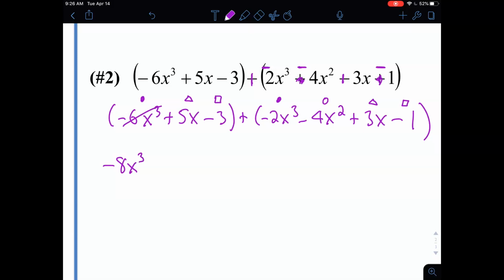Those are gone now. Any x squareds? There's just the negative 4x squared. That's going to just come along for the ride because there's nothing else to do with it. Sorry, I keep doing that. Okay. And then any x's? Yeah, we have 5x plus 3x. What's 5 plus 3 going to be? Should be plus 8x.